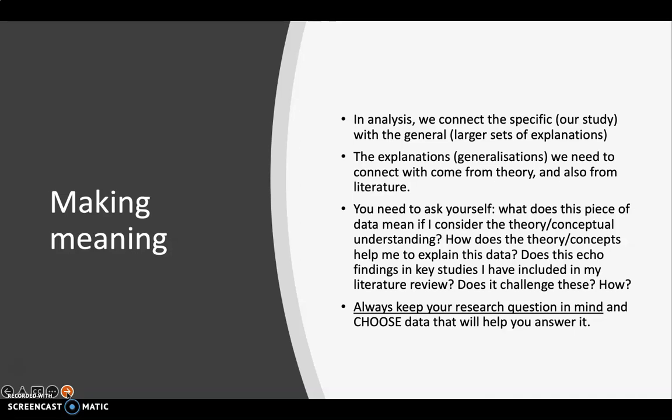Do my findings echo key findings in the literature? Do they challenge or extend key findings in the literature? How? Where's my evidence for the claims that I'm making? Always keep your research question in mind, because you need to choose the data that will help you answer this research question in the conclusion to your study.